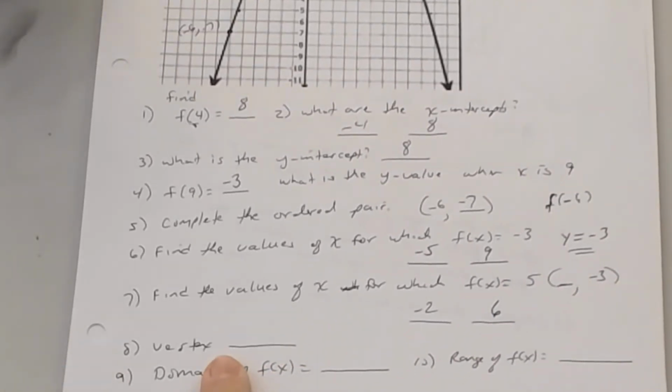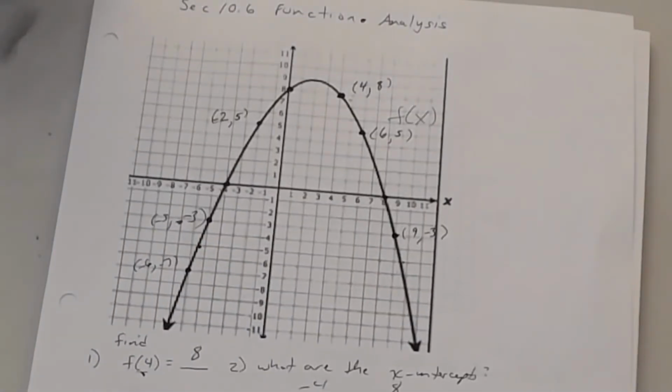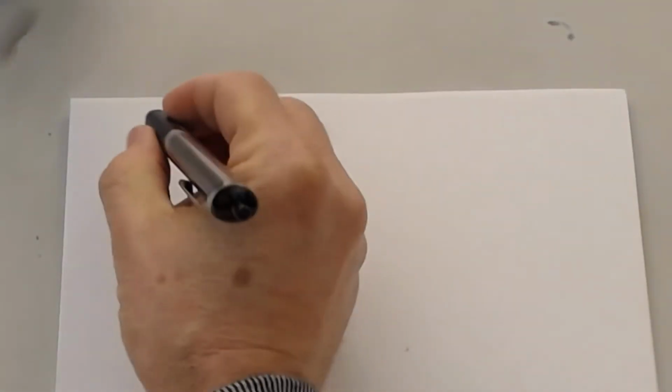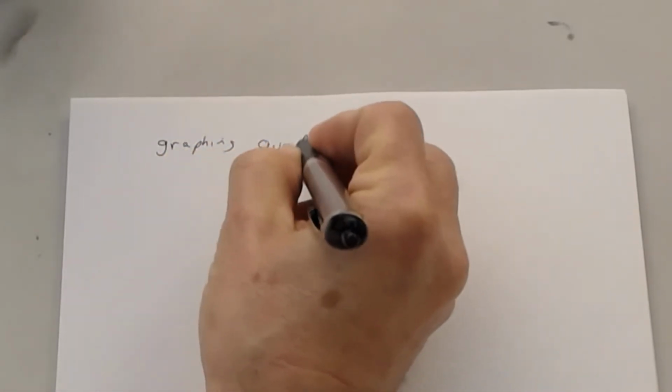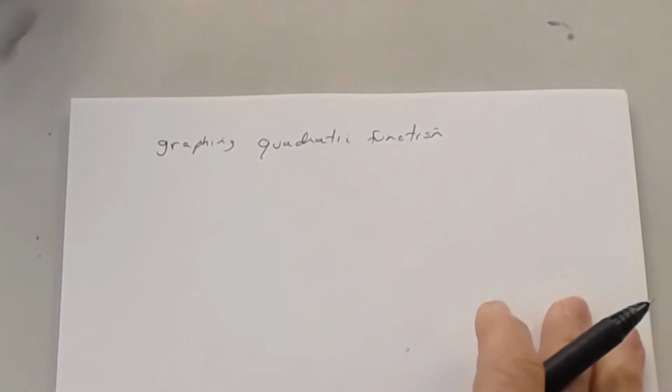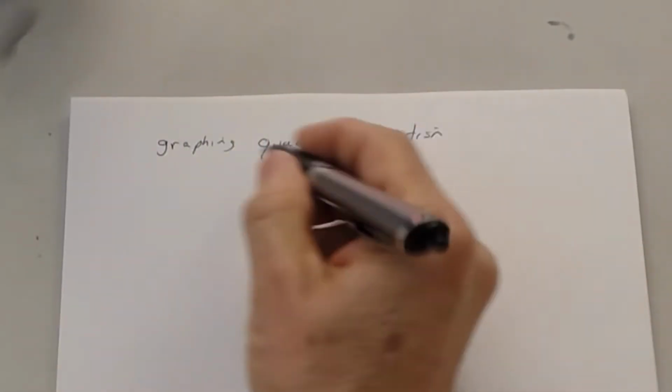Now, let's talk about the vertex. So we haven't talked about the idea of vertex yet because we hadn't gotten to that point. So either today or next class period, we're going to talk about graphing quadratic functions. And for right now, all you need to know about the graph of a quadratic function, you know what the graph of a linear function looks like. It's what kind of graph? Linear. It's a line. The graph of a quadratic function will be a parabola.